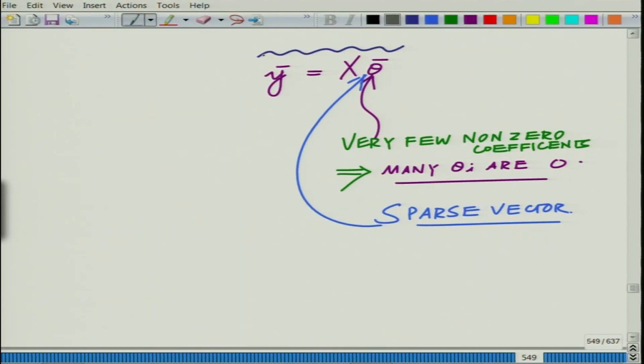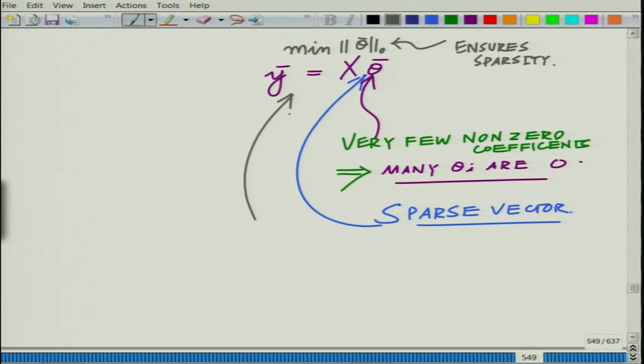And this problem also has an interesting name. This is also termed compressive sensing, that is, when we are trying to do a recovery of the parameter vector theta bar such that theta bar is sparse. In fact, it is a field, which is termed compressive sensing, an area that has spawned several algorithms and many interesting techniques. This particular problem, remember, including theta bar L0 norm, which ensures sparsity, is also termed compressive sensing.